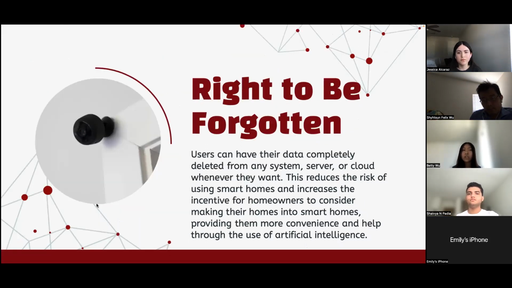The third thing that we will be discussing in regards to whether smart homes are ethical or not is to talk about the right to be forgotten. So users can have their data completely deleted from any system, server, or cloud whenever they want. This reduces the risk of using smart homes and increases the incentive for homeowners to consider making their homes smart, providing them more convenience and help through the use of artificial intelligence like Alexa and Google Home.